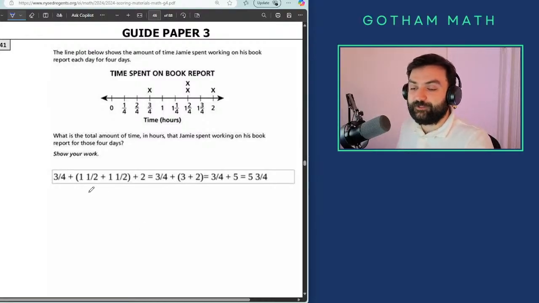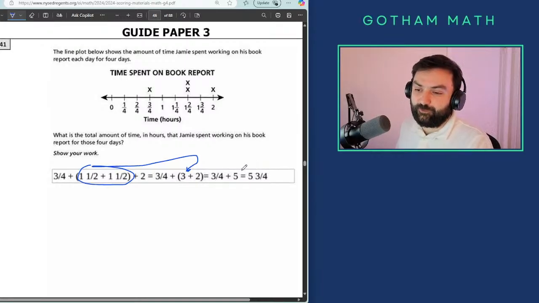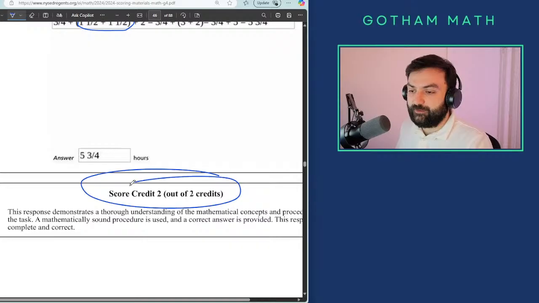Okay, this is a computer-based answer. So 1 and 1/2, 1 and 1/2 plus 2 plus 3/4. So this is 3. 3 plus 2 is 5. 5 plus 3/4, 5 and 3/4. This is perfect. 2 out of 2.